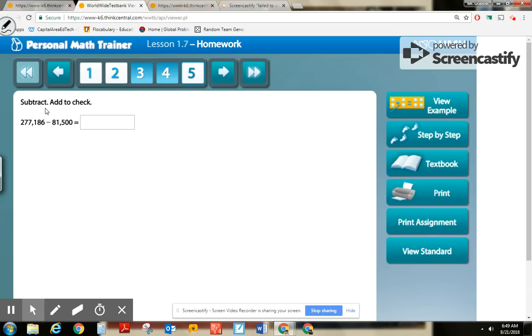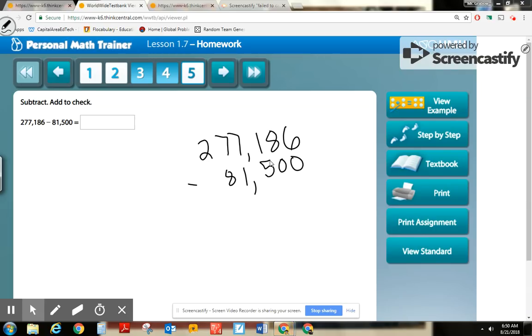So I like this problem. It says subtract and add to check. So it's written horizontally. We want to write it vertically. So we're going to rewrite 277,186 minus 81,000. Notice how my commas are lined up.